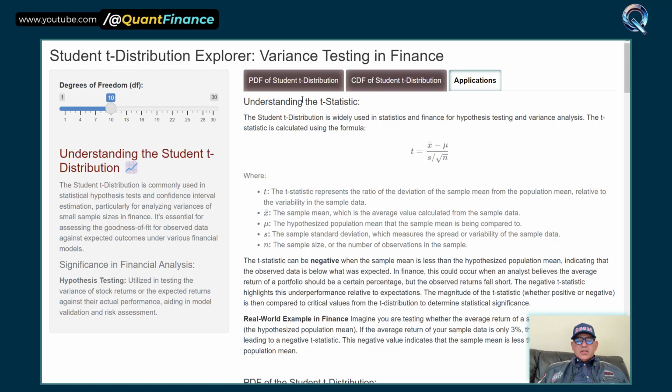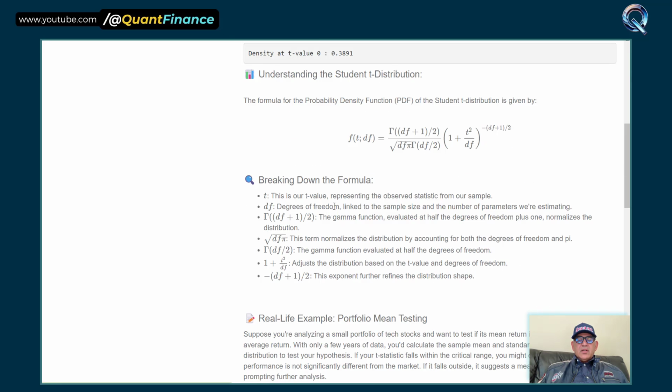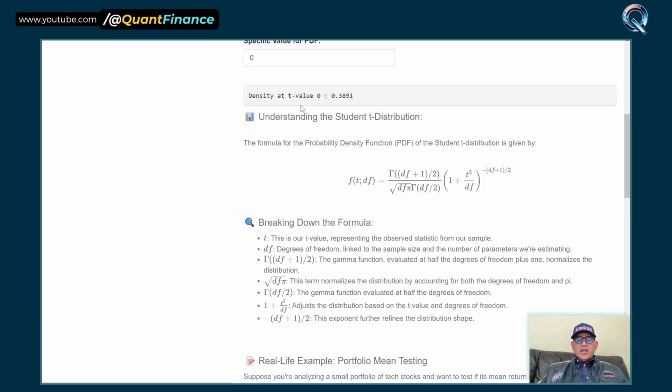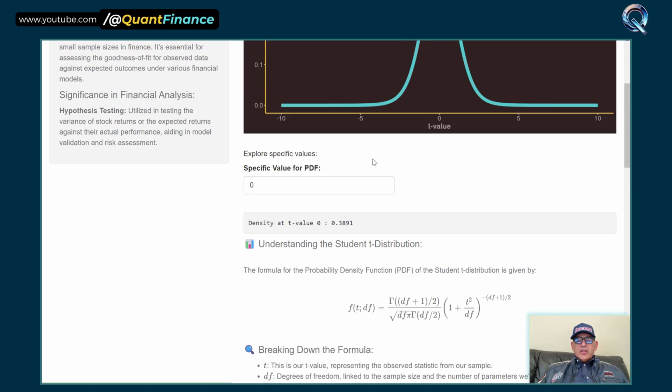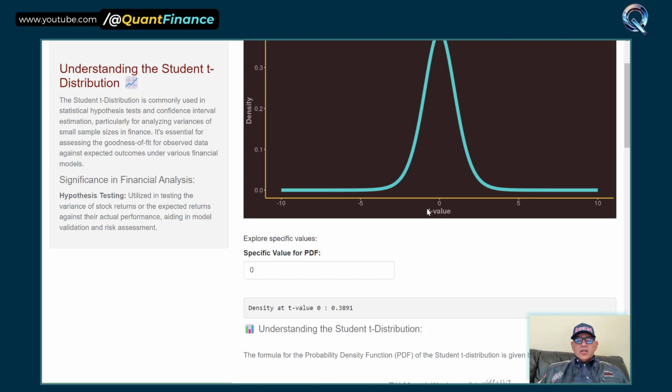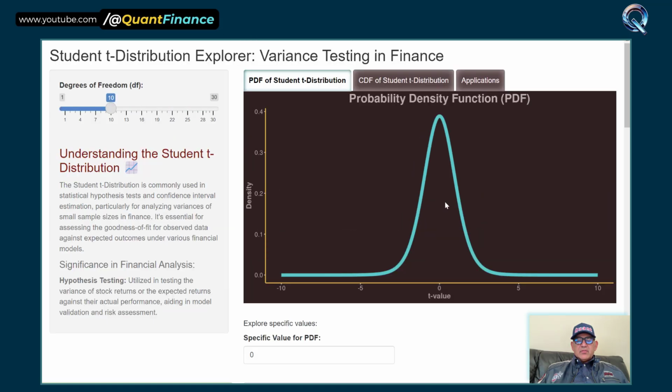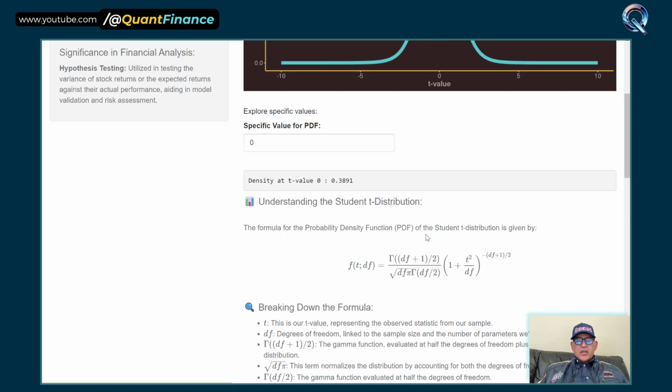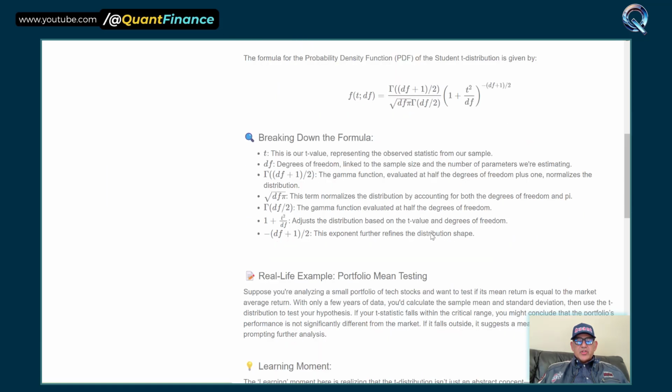So it is interesting that in this PDF function, we are observing the probability density at T value of 0 in this case, but in real life, this T value can be negative, and that is what the plot also shows, and for the reasons which I just mentioned.